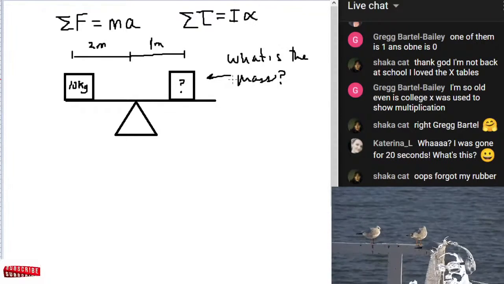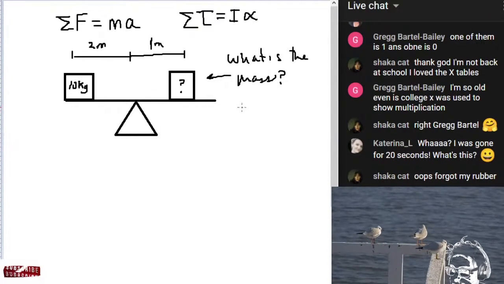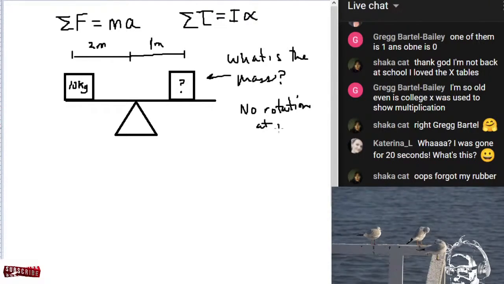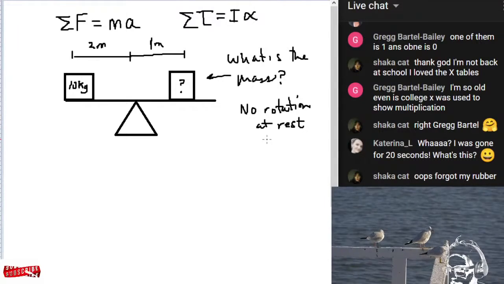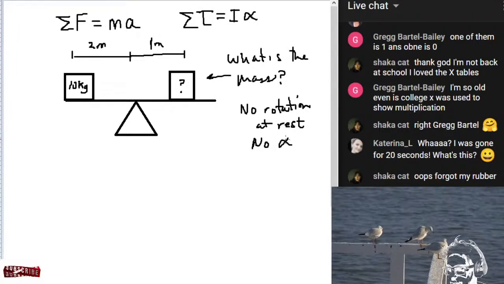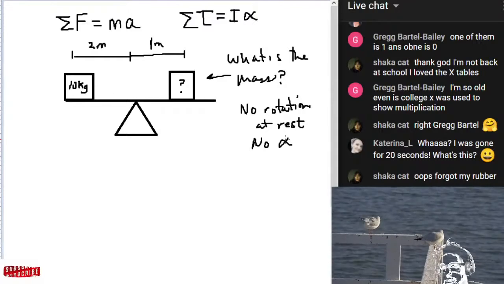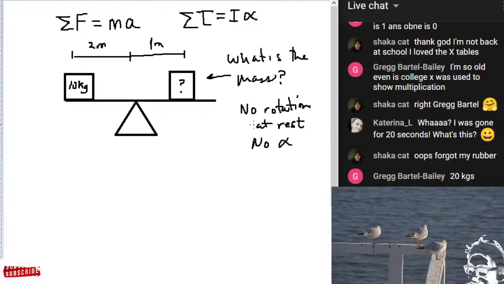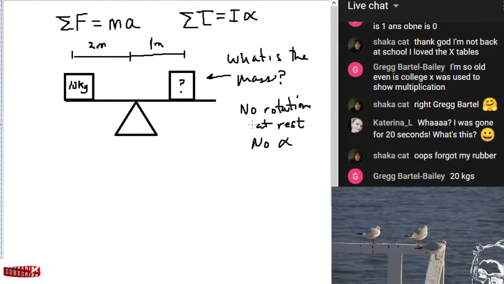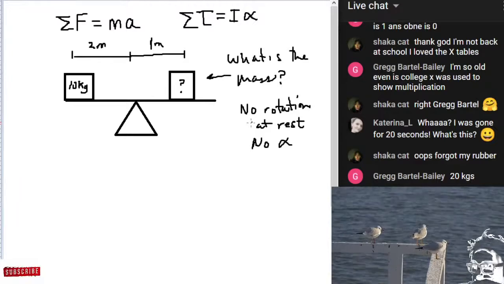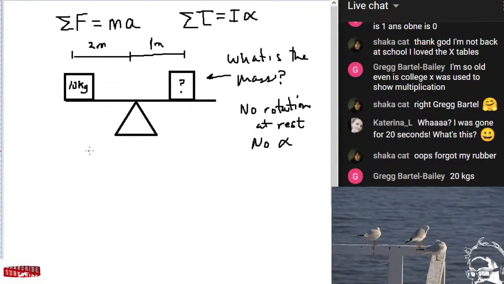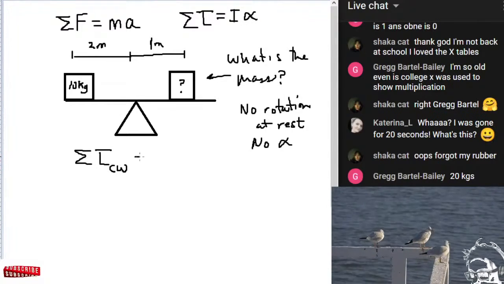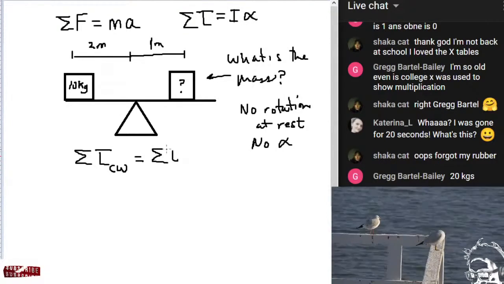We can calculate that. If it's at rest, there's no rotation, so no rotation at all, and no alpha, no angular acceleration. So we have to do some calculations. Greg says it's 20. He's done a quick calculation. Let's see if he's right. We can say that the sum of the torques has to equal 0. It means that the torque clockwise has to equal the sum of the torques counterclockwise.